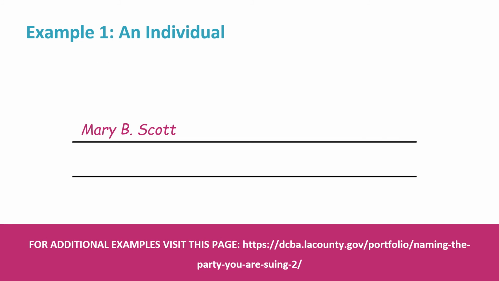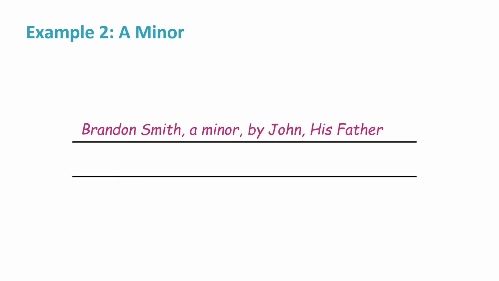Following are some examples of how to correctly name the parties to a lawsuit. Visit our website at the link on the slide for additional examples. If you are suing an individual, just list the person's legal name. If you are suing a minor, someone under the age of 18, list the minor's name followed by the parent or legal guardian.